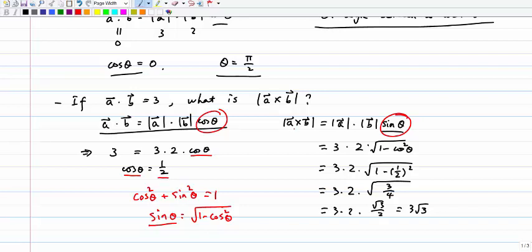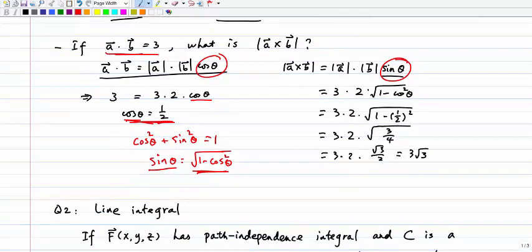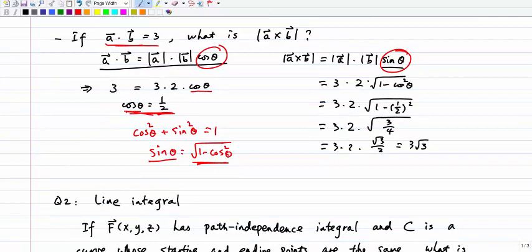So the magnitude of my cross product is given by the magnitude of a times the magnitude of b times sine theta. Since I already know cosine theta, this is 3 times 2 times the square root of 1 minus cosine theta squared, with cosine theta being 1/2. So this is 3 times 2 times the square root of 1 minus 1/2 squared, which is 3 times 2 times the square root of 3/4, which is 3 times 2 times square root of 3 divided by 2. The 2 will cancel out, so we have 3 times square root of 3.